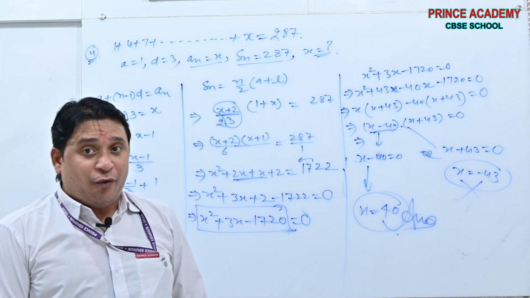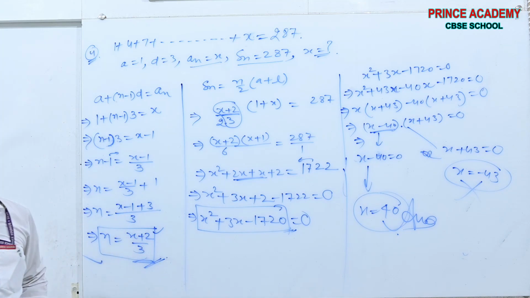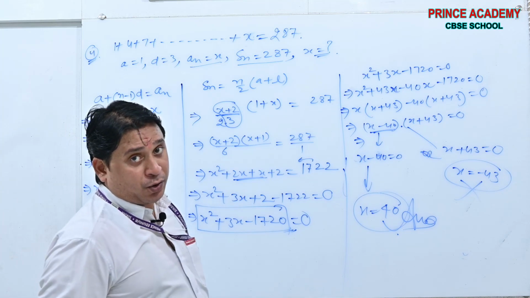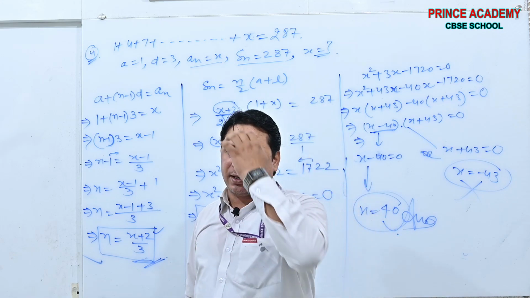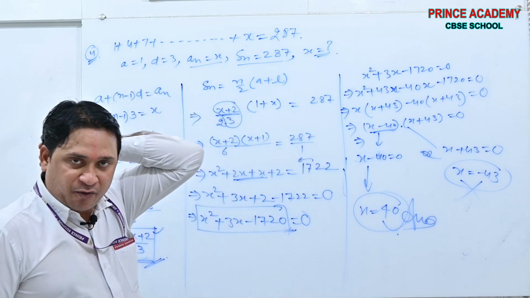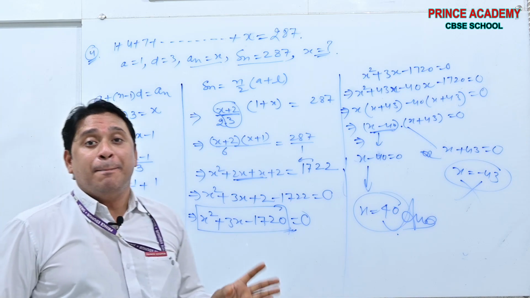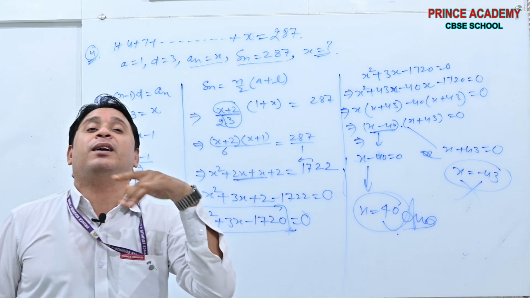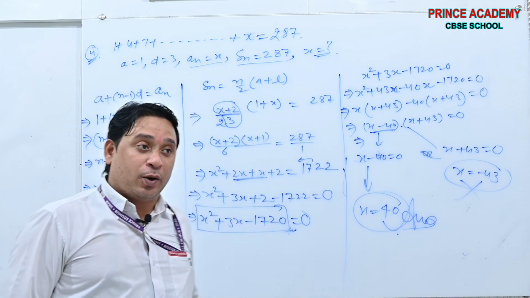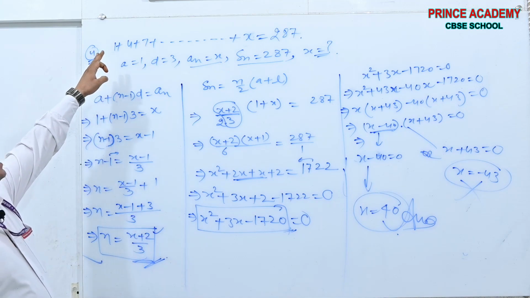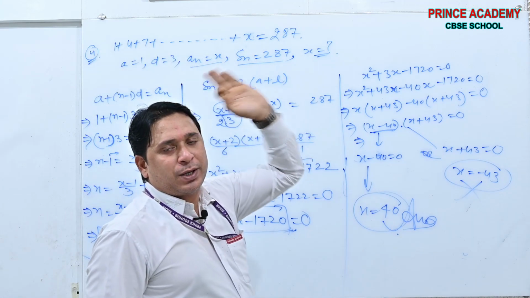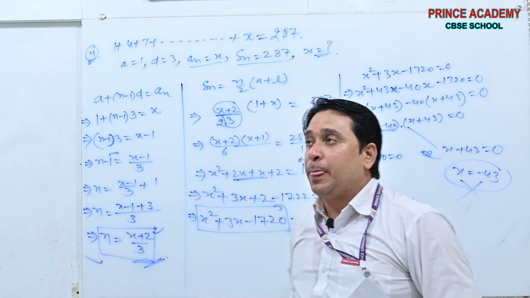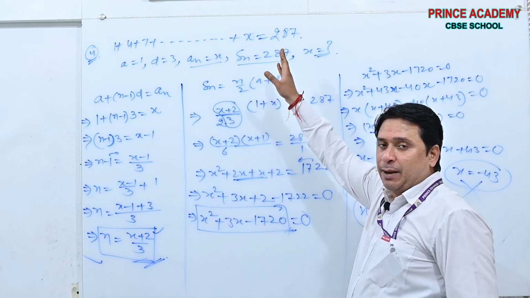Okay, beta. Once again, I am repeating the question. You all pay attention to this question, beta. Many times this question is asked. Sorry, the statement is changed. See, 1 plus 4 plus 7 plus up to x is equal to 287. A series sum is 287.